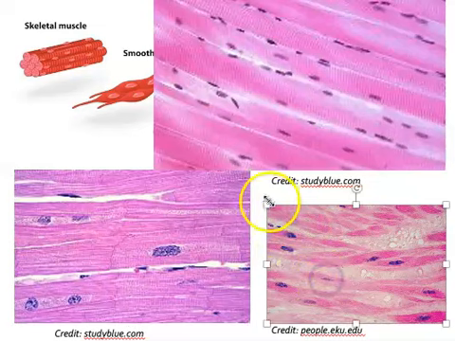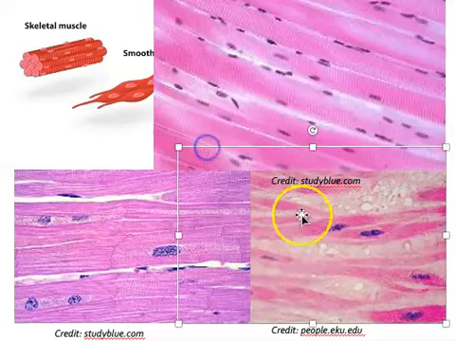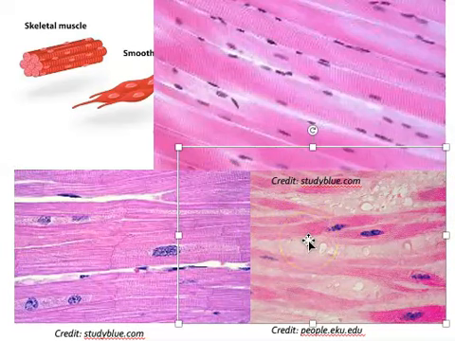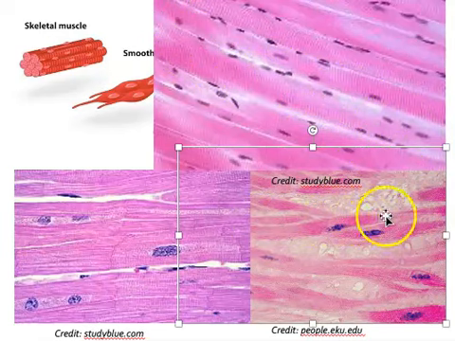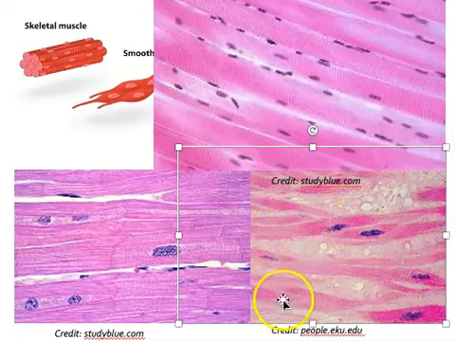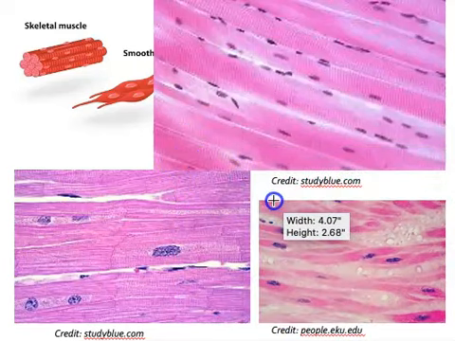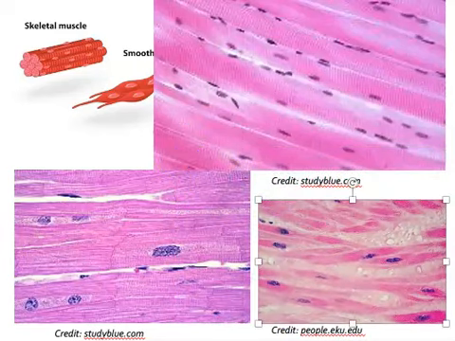And finally, here's the smooth muscle. Very different looking, right? First of all, you don't see these elongated, linear, large cells. You see these spindle-shaped cells, and they're much smaller. And each cell has an individual centrally located nucleus. No striations. No striations in that tissue.